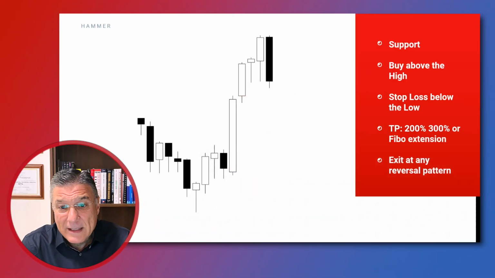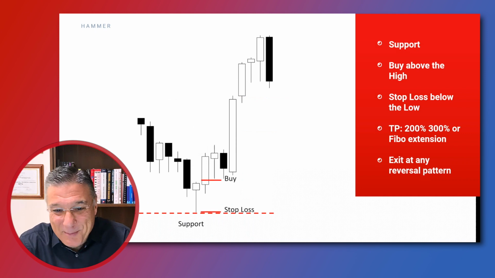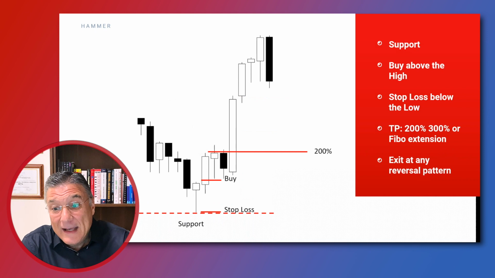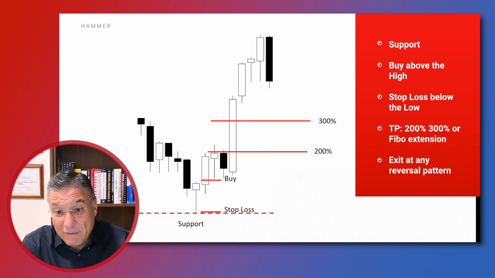Let's modify once again our strategy. Again, at the end of the decline near the support area, we identify the hammer. We place a buy order right above and a protective stop loss right below the hammer. Now, we close part of our trade at the 200% level and another part of our trade, not everything, another part at the 300% level.